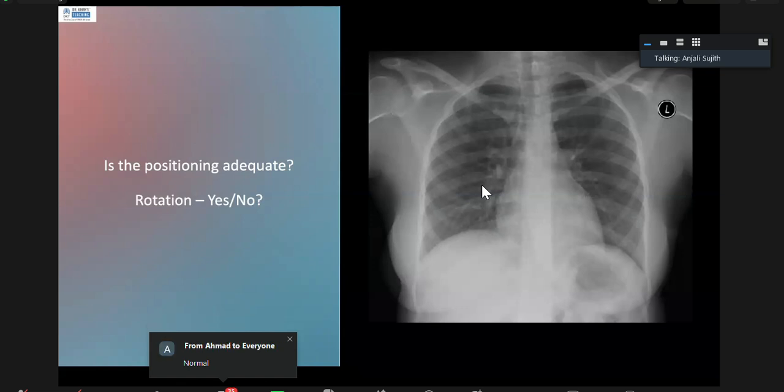Thank you for answering in the comments. So this is the second one. Having a look at this chest X-ray, do you think that the positioning is adequate? And could you please comment on the rotation? Do you think it's rotated?